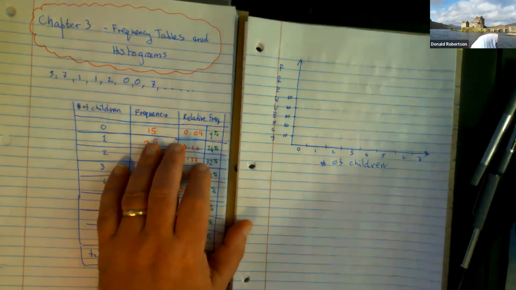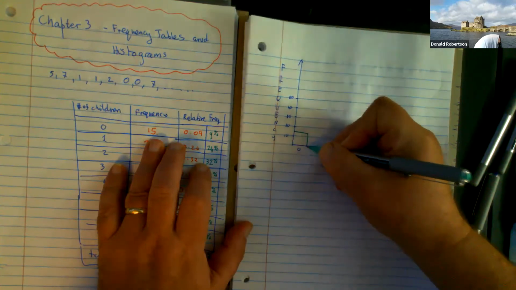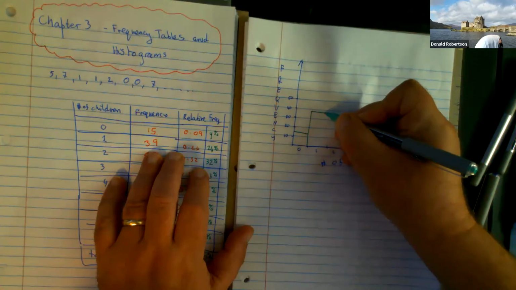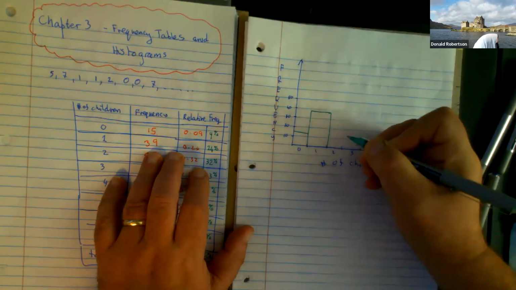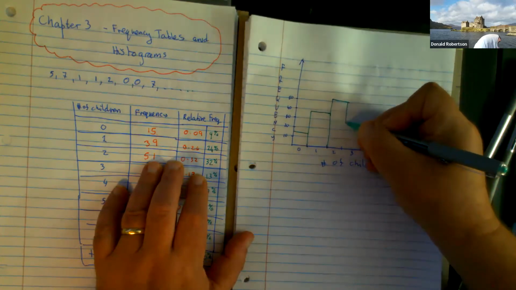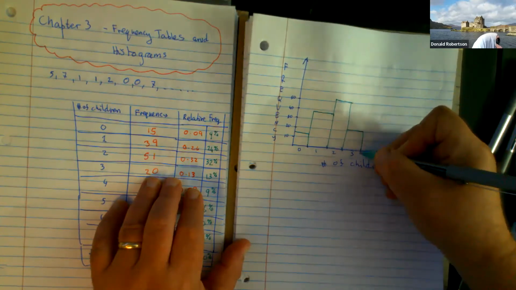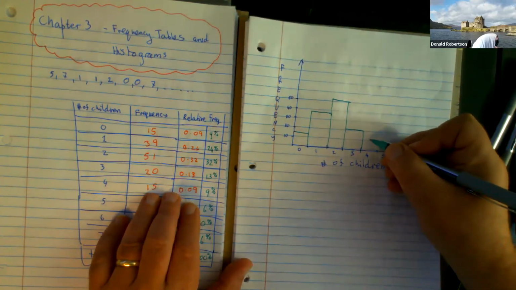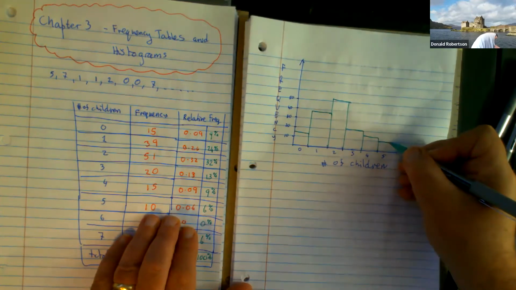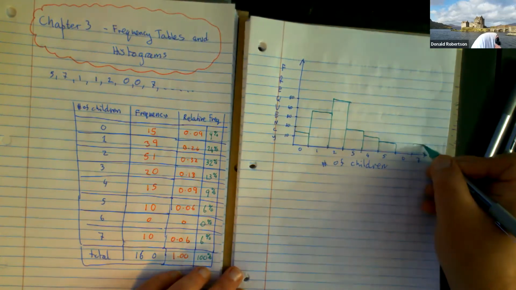So the first group was 15, so it's about here. Then the next one was 39, so it's just a touch shy. And the next one is 51, so that's about here. And the next one is 20, which takes me to about here. And the next one is 15, which is about here. Then I get 10, which is about here. Then I don't have anybody. And then I get 10 again.